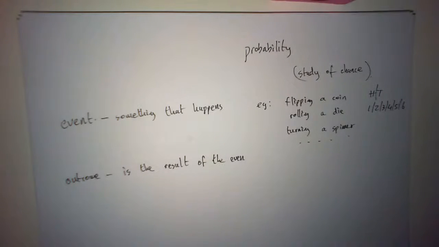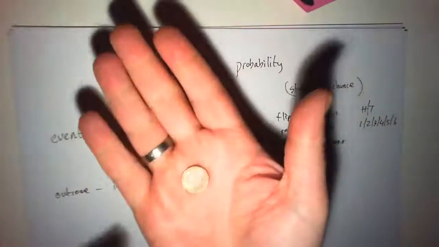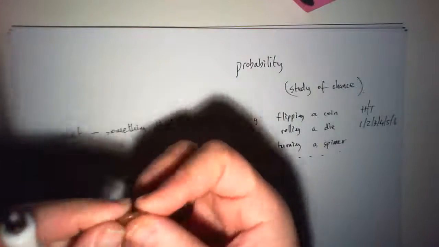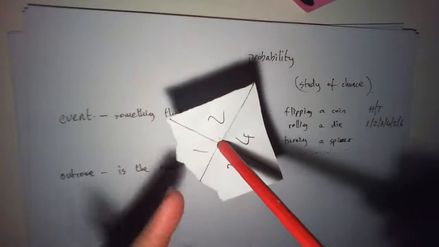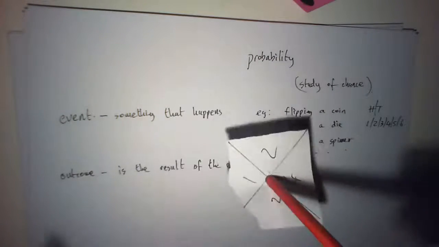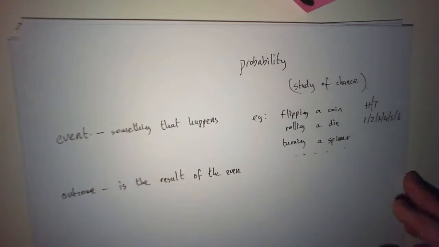Okay, so if you're asked to list all the possible outcomes, well, what's the only possible outcomes you can get from a die? It's 1, 2, 3, 4, 5, 6. If you're asked to list all the possible outcomes from flipping a coin, there's only 2 possible outcomes, heads or tails. And if it's asked to do a spinner, well, it's how many possible different things can the spinner land on. In this case, there's 4 possibles: 1, 2, 3, or 4. So that's listing all the outcomes.